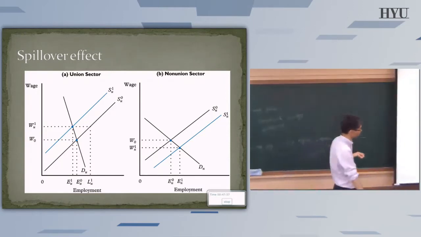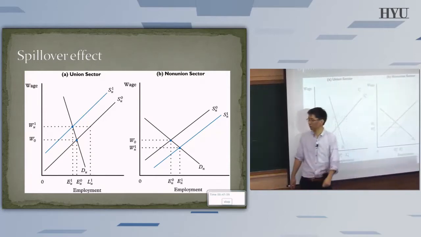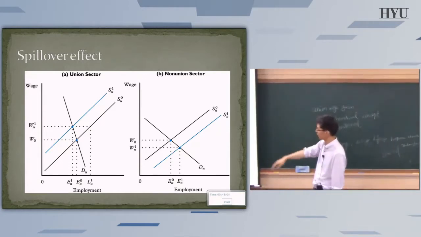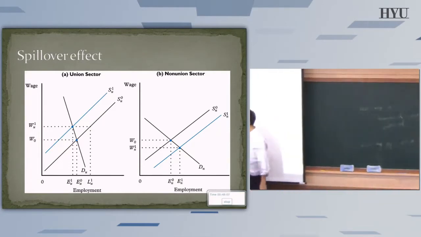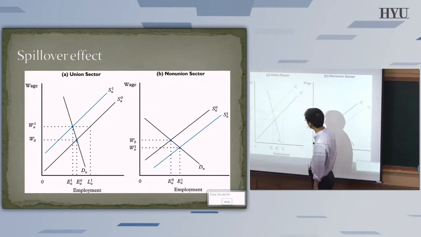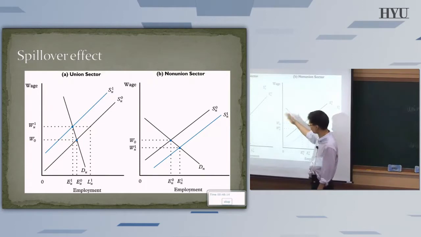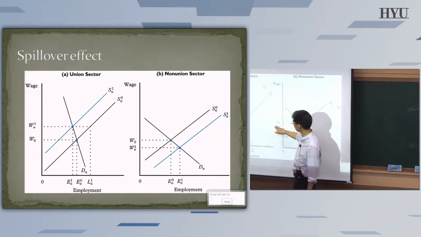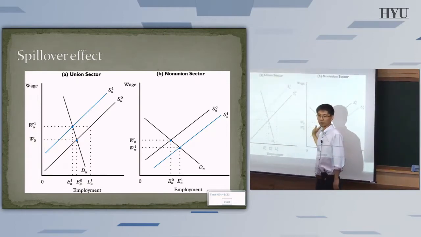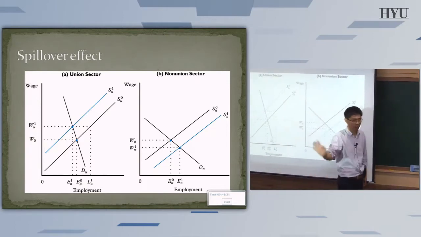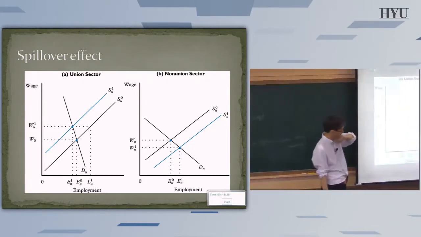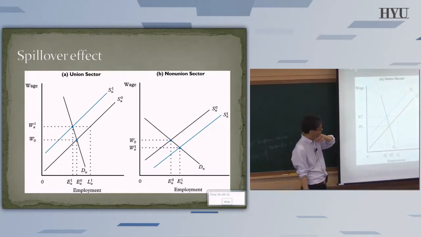Let's think of two sectors, the union sector and the non-union sector. What happens here is that before the union, and the blue is after the union. So before the union is created in this economy, everyone gets W0 because they are the same workers. We assume everything else is the same. There is no union, so everything is the same, so they will get W0 in both sectors.